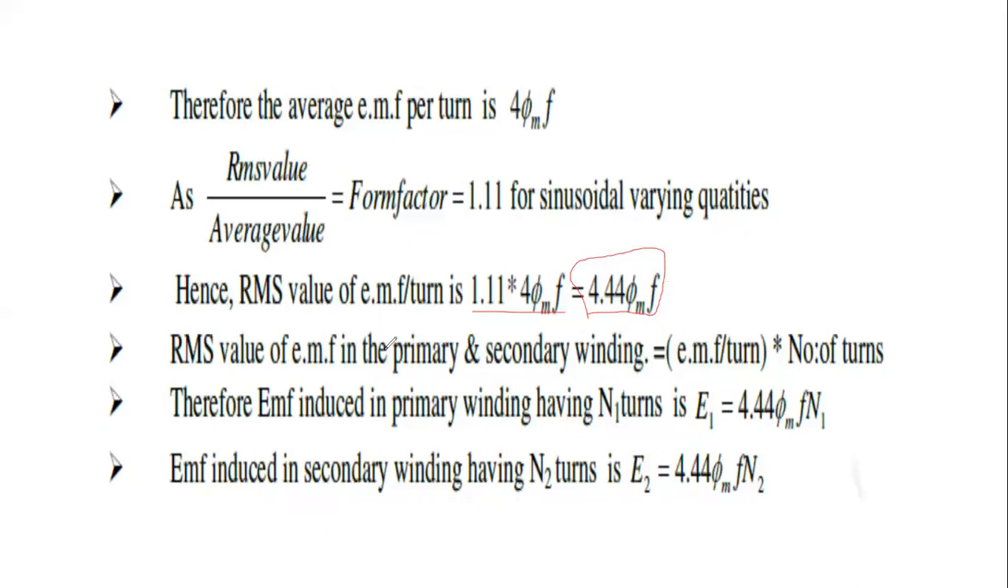Therefore, the RMS value of EMF in the primary and secondary winding is equal to the EMF per turn into the number of turns. The RMS value of EMF per turn is equal to 4.44 φm into f. Substitute this value in this equation, EMF per turn, into the number of turns.